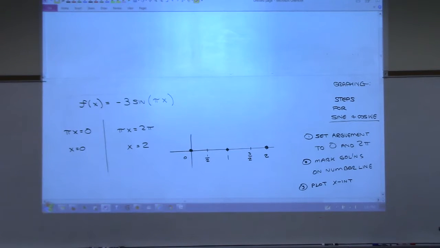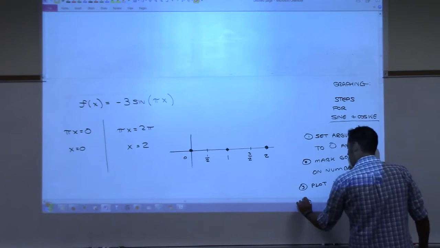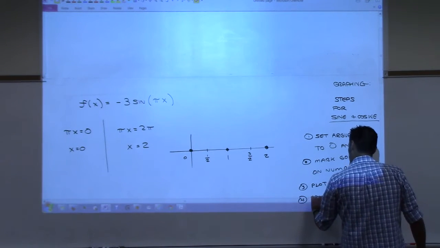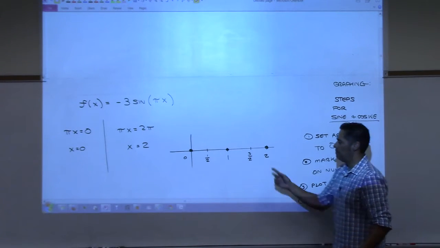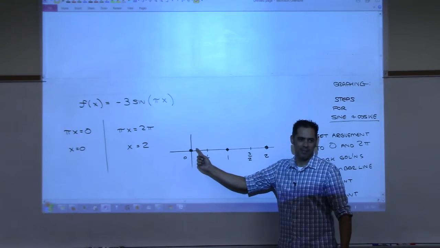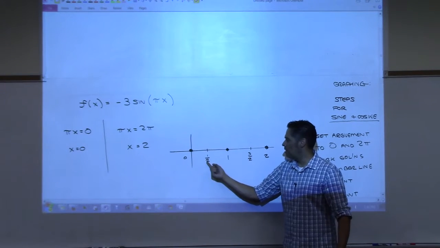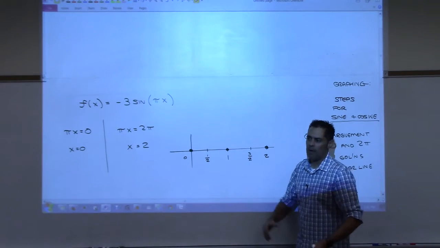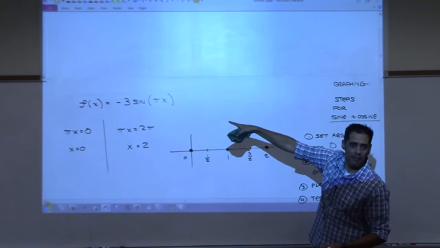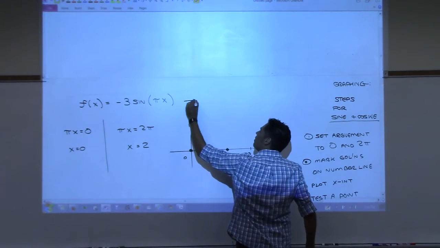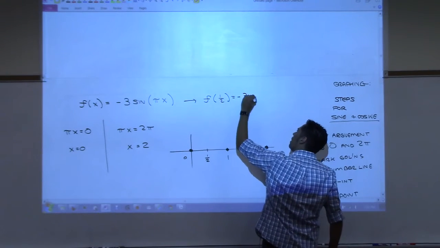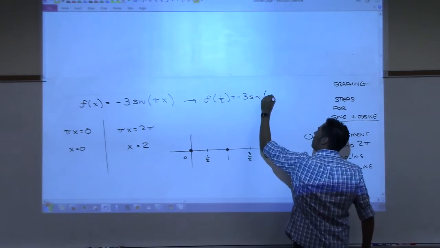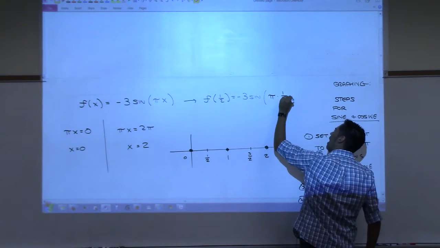And now I'm going to test a point, right? I'm going to test a point. So the point you pick, don't pick one of the x-intercepts, right? You already know the value. So either 1/2 or 3/2. So I'm going to pick 1/2. And I'm going to plug that into that, right? So when I plug this in, what is f of 1/2? I get -3 sine, and then I get pi, and then times 1/2, right? That's what I get.